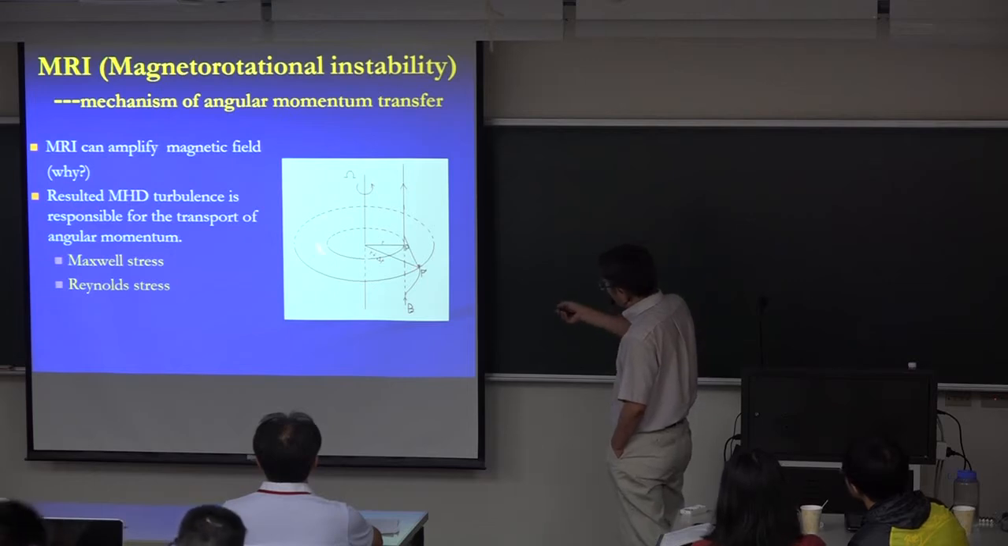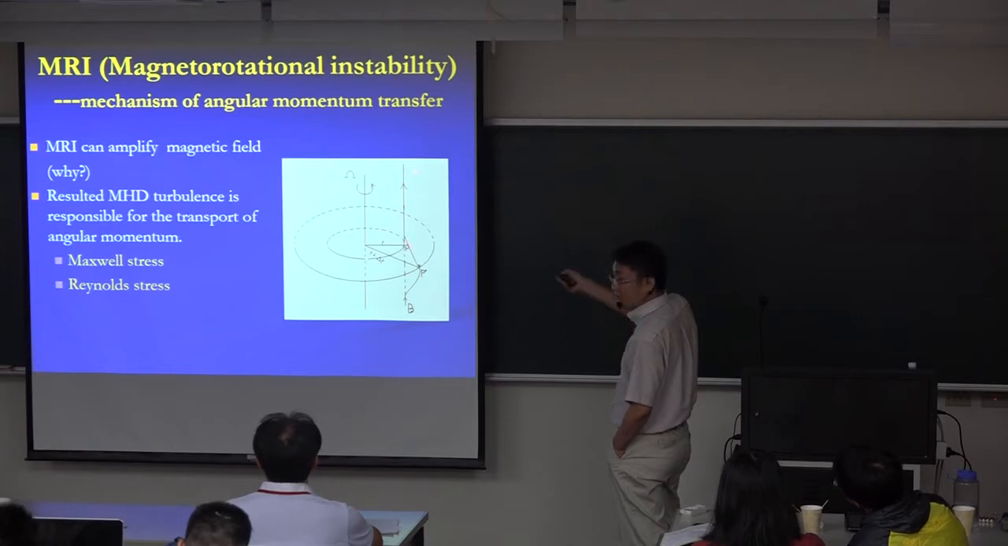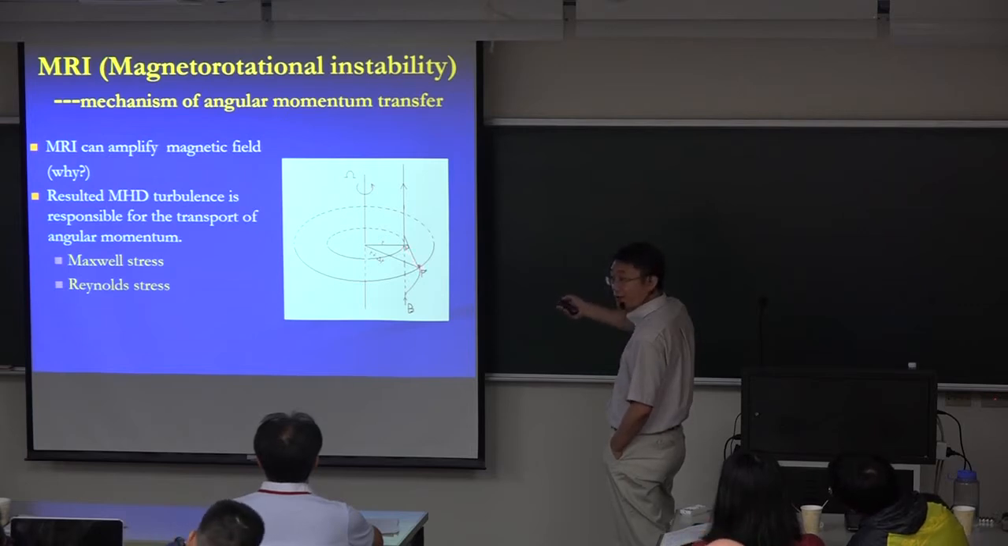This is a schematic figure showing why MRI can occur. This is an accretion disk, and a black hole is here. Suppose we have a vertical magnetic field at the beginning. Suppose the magnetic field line is perturbed from this radius to this radius. Let's see what will happen.